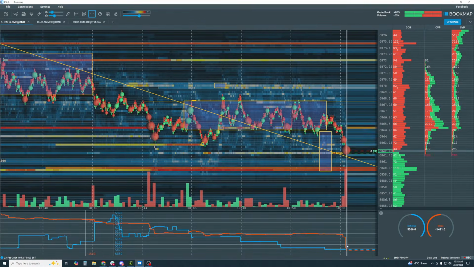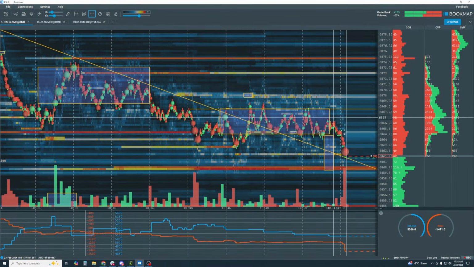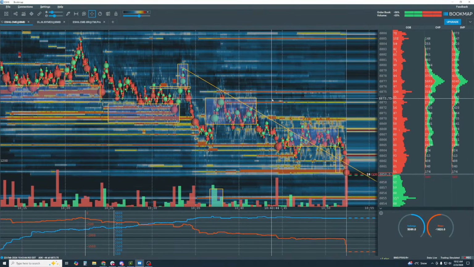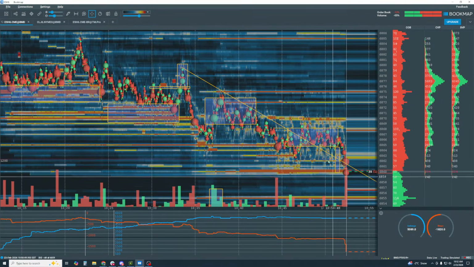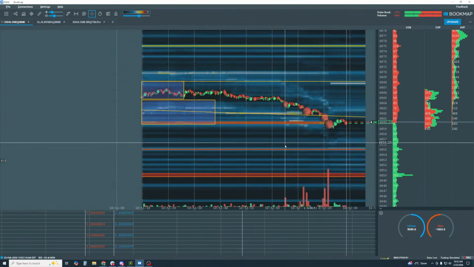Okay, there it is. Okay, there's our 62. Okay, let's see if we can get some more juice out of this into 60. There we go. Beautiful. Bigger stop run. Okay.